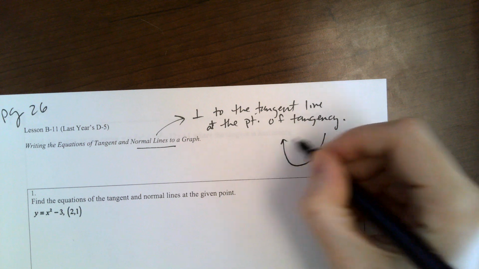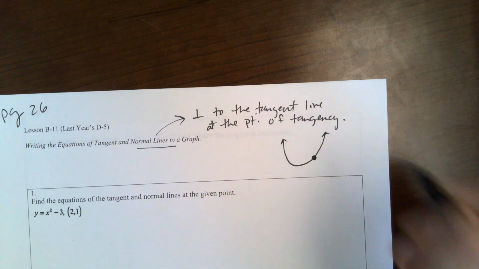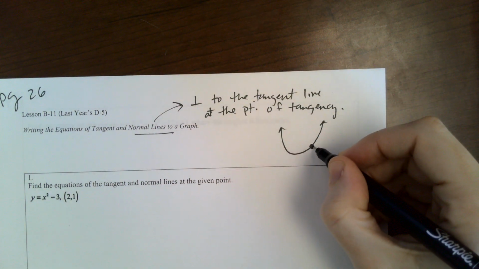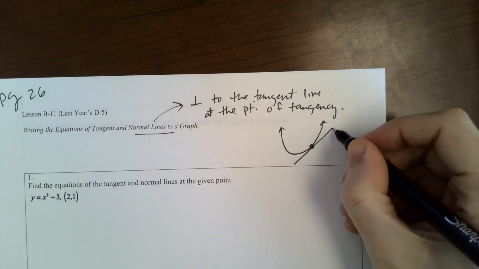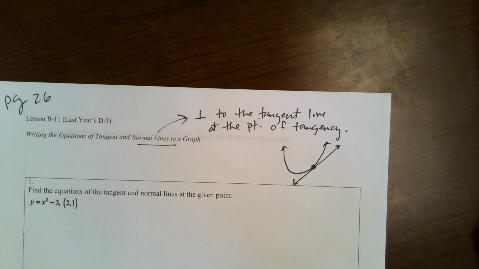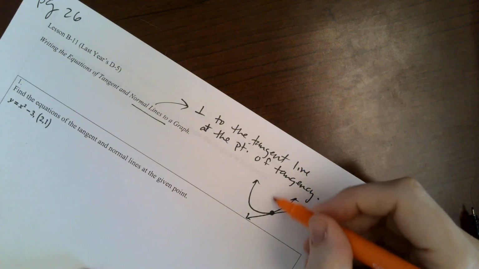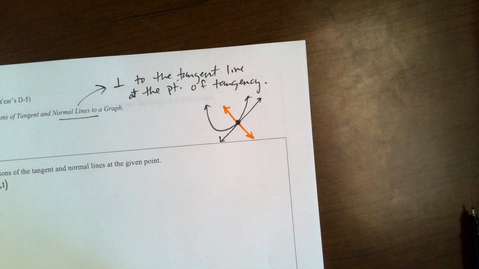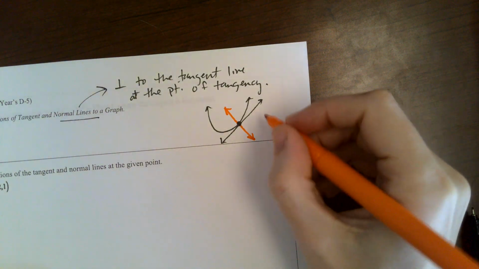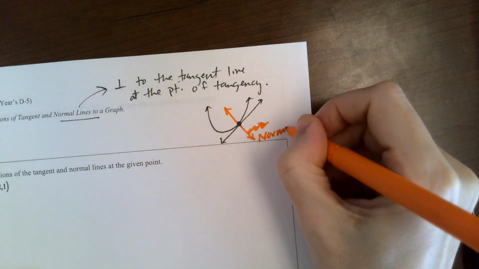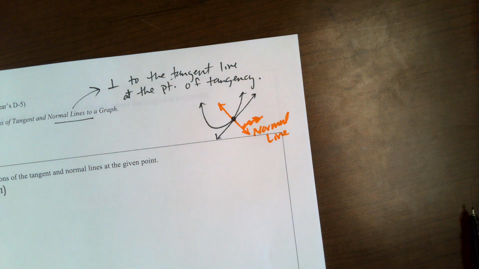Just like a parabola, and we'll do a little point there. So let's say that's the point of tangency. So the tangent line would look something like that. Okay, and the normal line would, let me use a different color, the normal line would go through the point of tangency, and it would be perpendicular to the tangent line. All right, so this here, I shouldn't use an arrow, but that's the normal line.